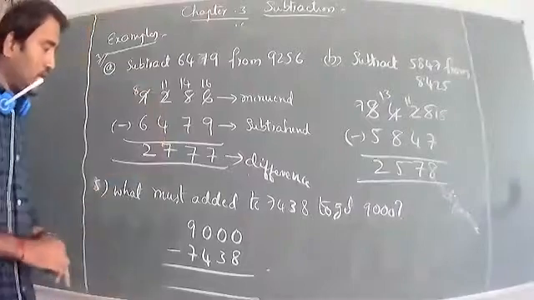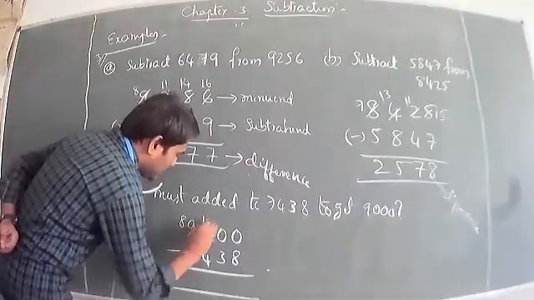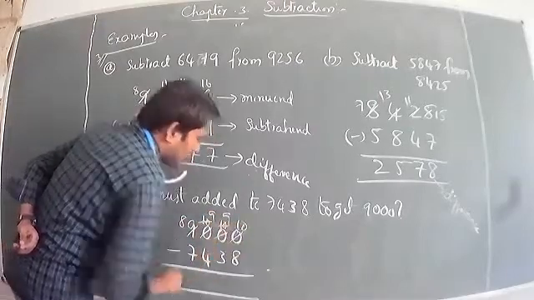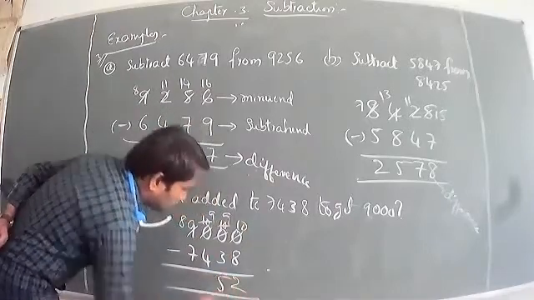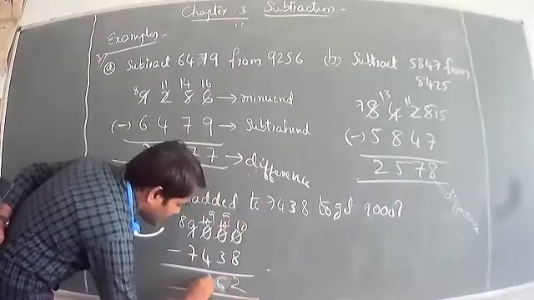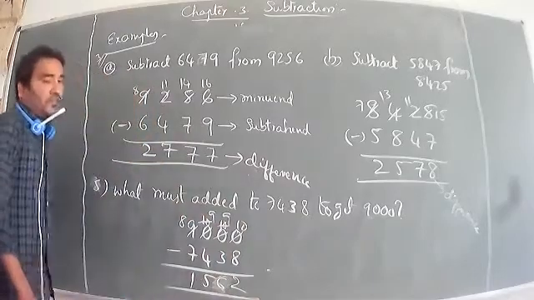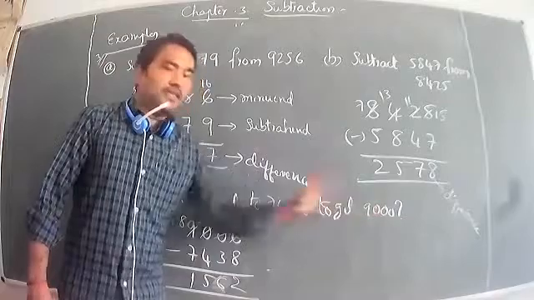Okay. Now subtract it. 0 is not less than 8, carry. So it is 10. 9 becomes 10. 10 less 8, 2. 9 less 3, 6. 9 less 4, 5. 8 less 7, 1. So 1,562. We had 7,438, and we get 9,000.